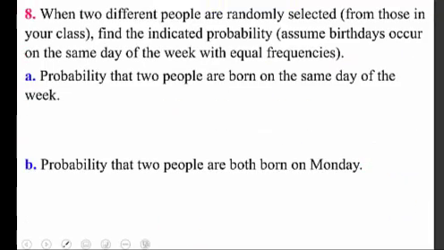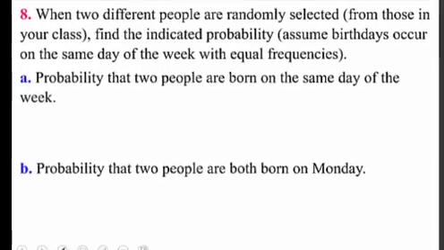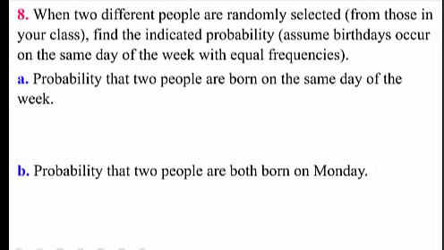When two different people are randomly selected from those in your class, find the indicated probability, assume birthdays occur on the same day of the week with equal frequencies. A, probability that two people are born on the same day of the week. B, probability that two people are both born on Monday. Excellent. So we want to distinguish between the two. Please understand, on the same day, two people.